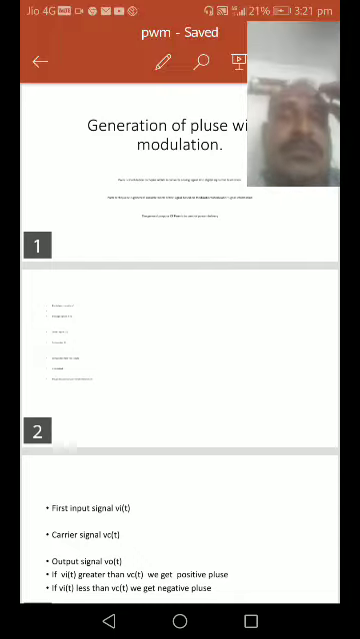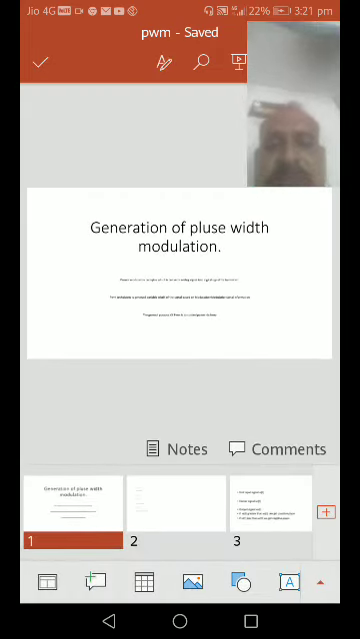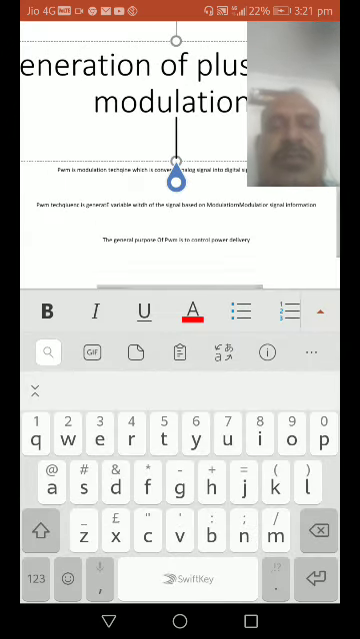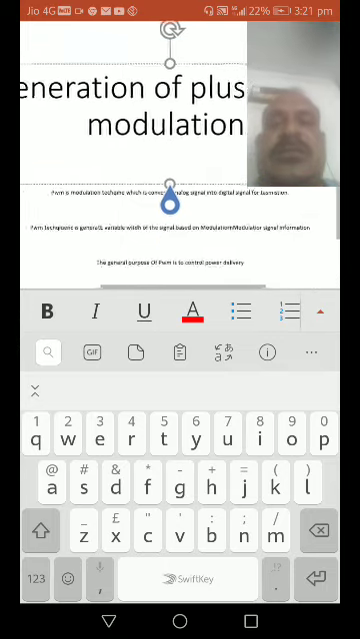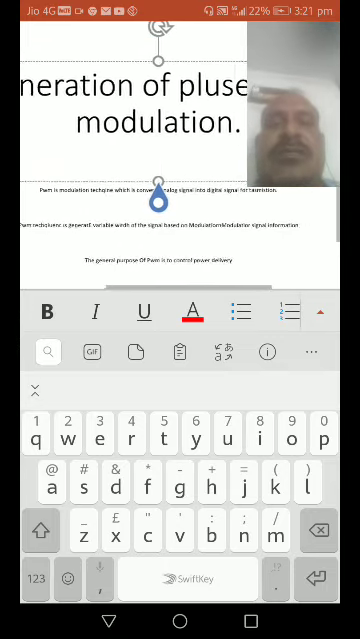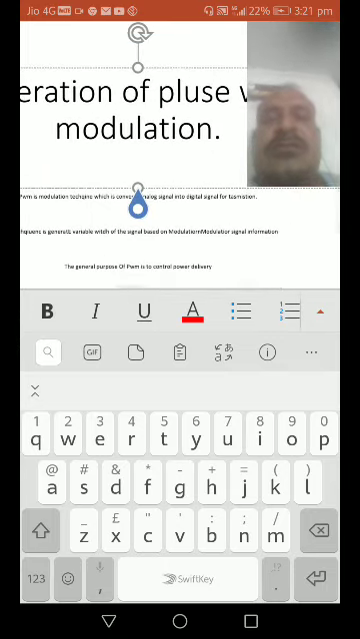Next topic is generation of pulse width modulation. The definition is: pulse width modulation is a technique which is converting analog signal into digital signal for transmission of information by using these modulation techniques.